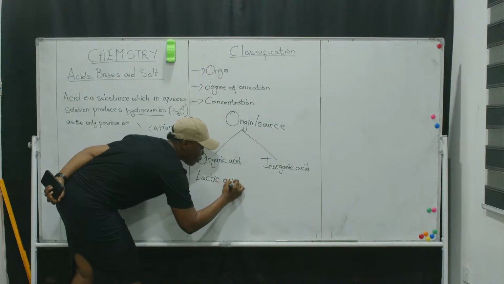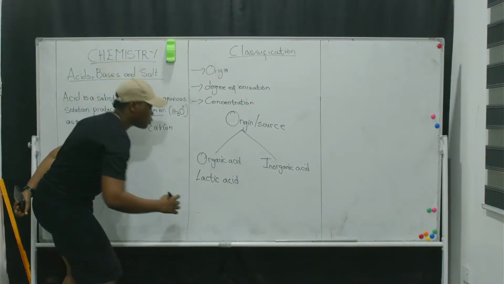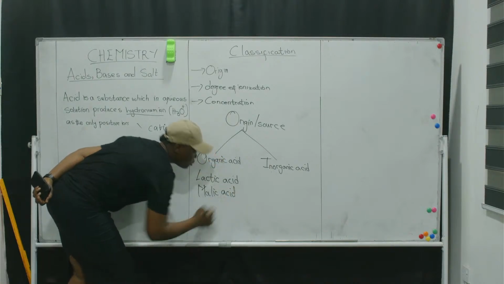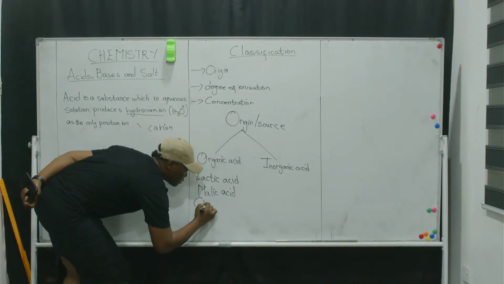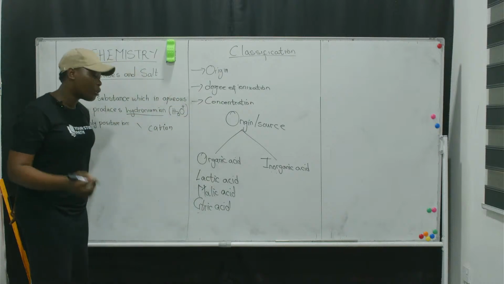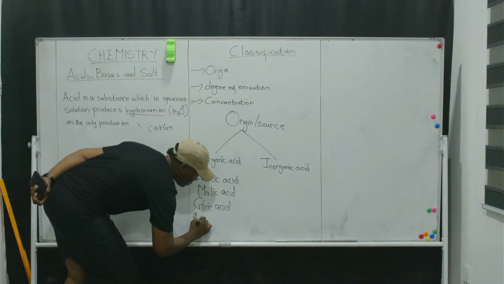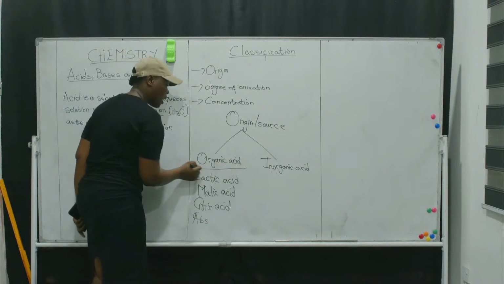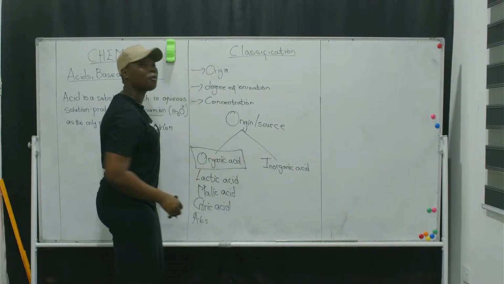That's when we talk about lactic acid, and lactic acid is from milk, right? We talk about malic acid, malic acid as in apple. We talk about citric acid, citric acid, you're talking about lime, lemon, and also ascorbic acid. Ascorbic is then your orange. So basically, organic acids are found in plants.